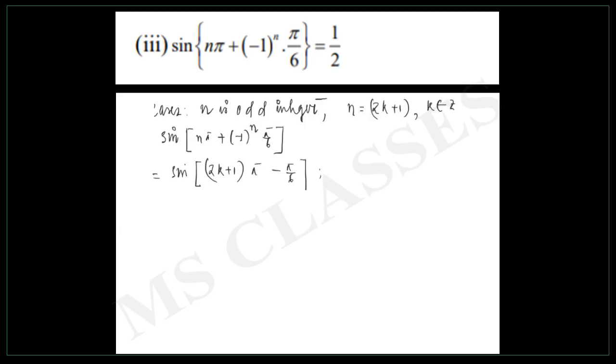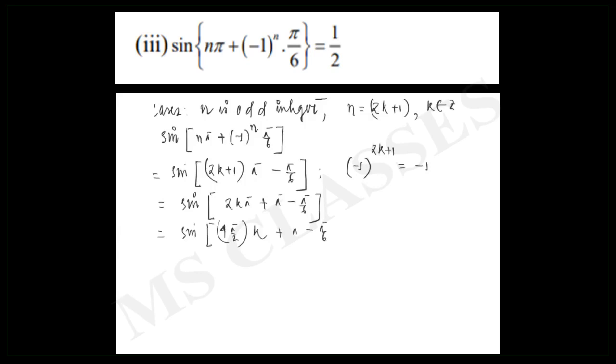Why directly? Because you see children, minus 1 to the power of 2k plus 1 will be what? Minus 1 to the any odd number is what? Minus 1 only. If you multiply minus 1 odd number of times, what will you get? Minus 1. Now, if we simplify this one, it is sine of 2k pi plus pi minus pi by 6. Now, this we can write as sine of 4 pi by 2 into k plus pi minus pi by 6.